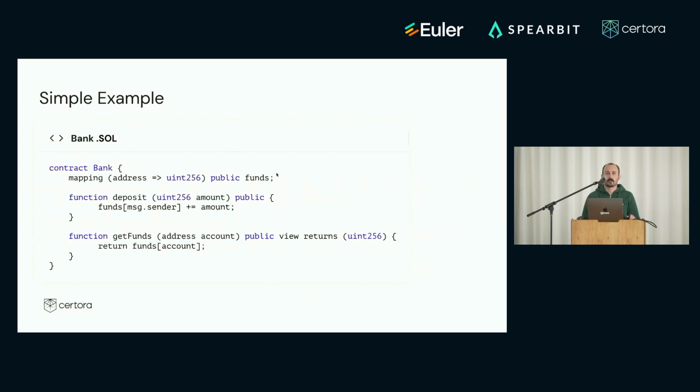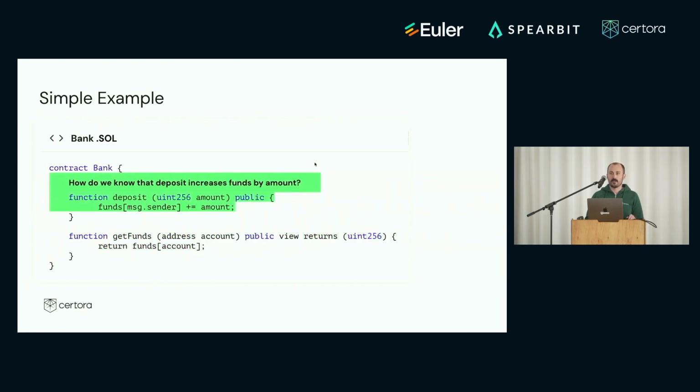So let's see how this works for a simple contract example that's just implementing a bank. The bank just holds a collection of funds for the user addresses, and it has two functions. One is a deposit function that just lets the caller deposit some funds, and the other is an accessor that lets you check how much funds a given address has.